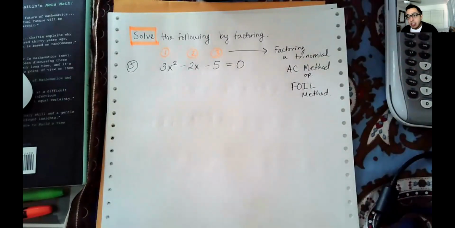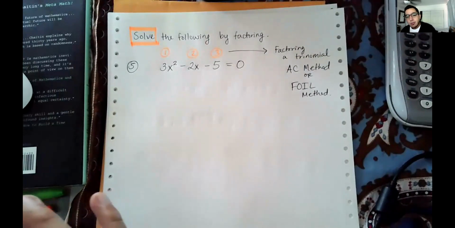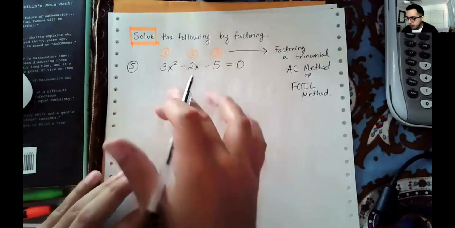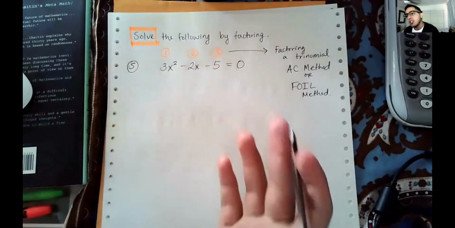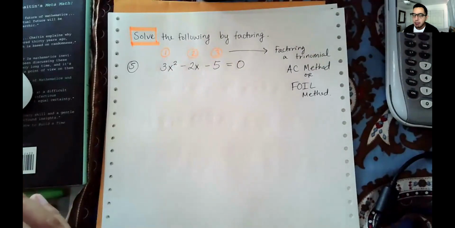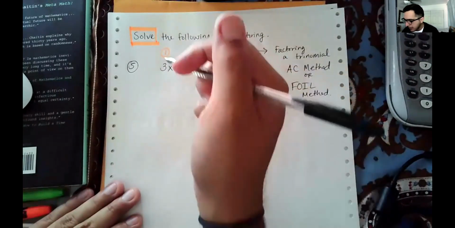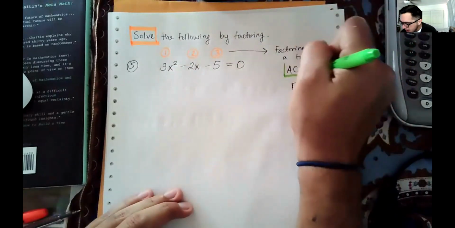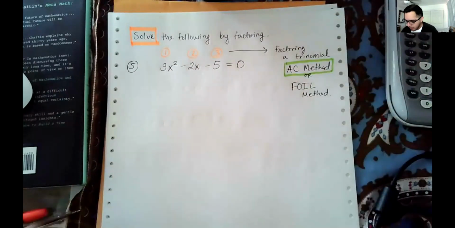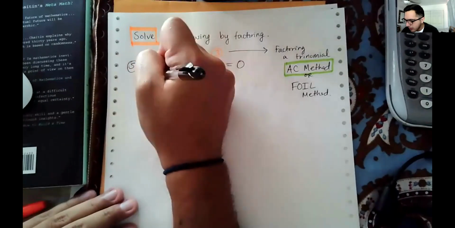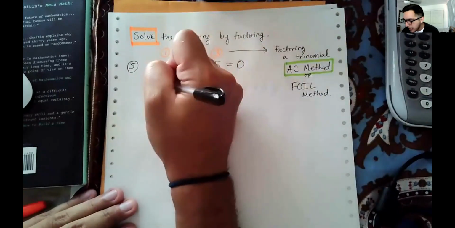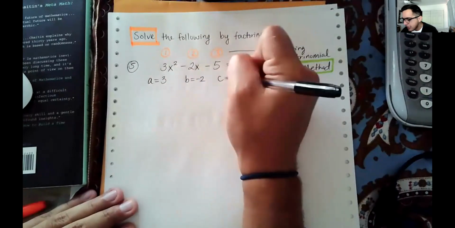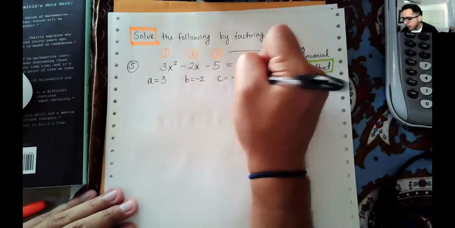But essentially what we're trying to do is take our 3-term problem and turn it into a 4-term problem just so that we can fall back on factoring by grouping. So what do I mean by that? I'm going to go ahead and demonstrate the AC method, which requires us to say that, okay, our coefficient for the first term is 3, that's A, B is -2, and C is equal to -5.